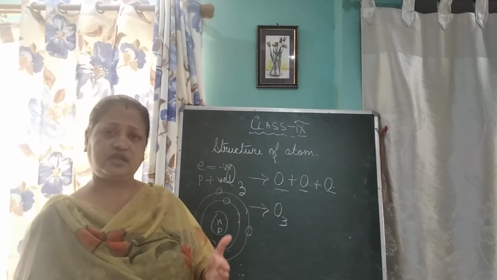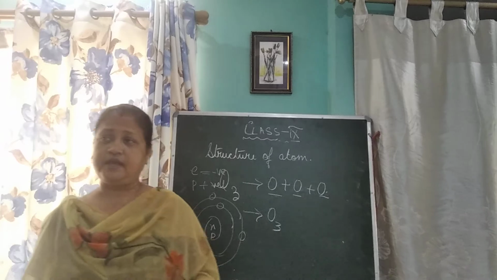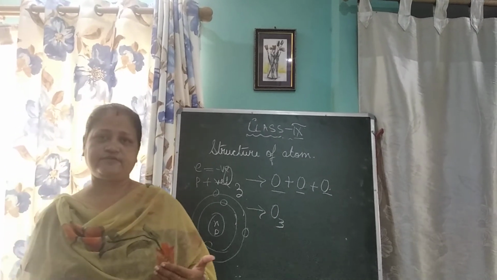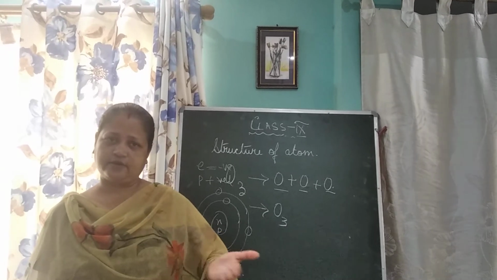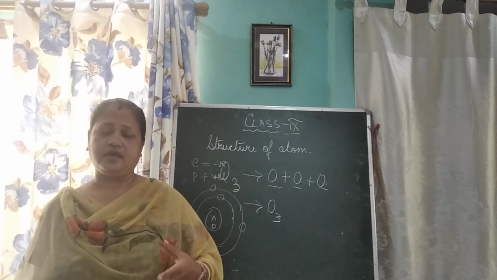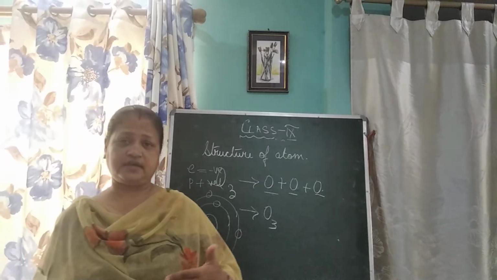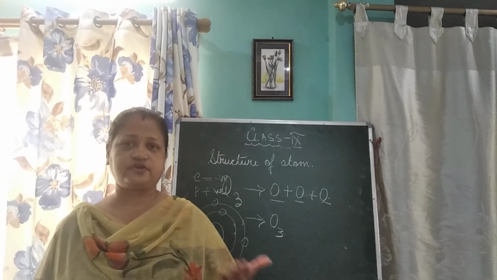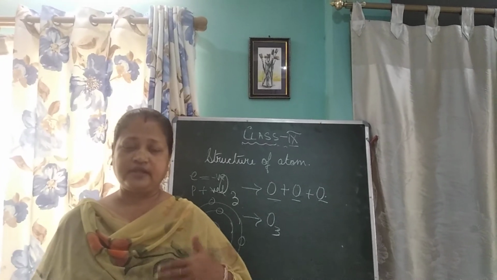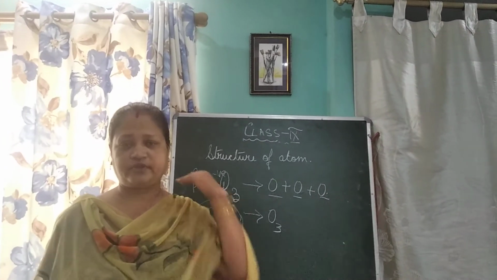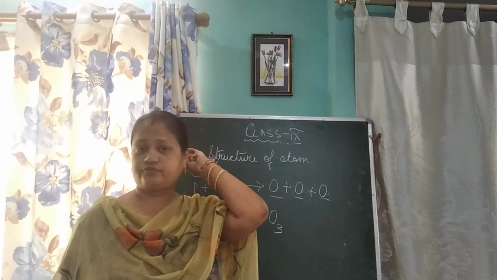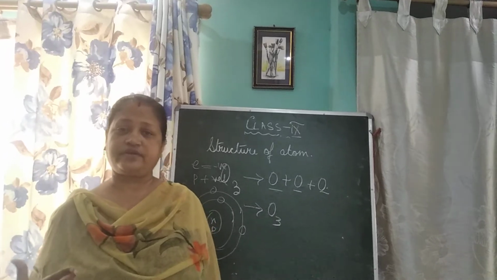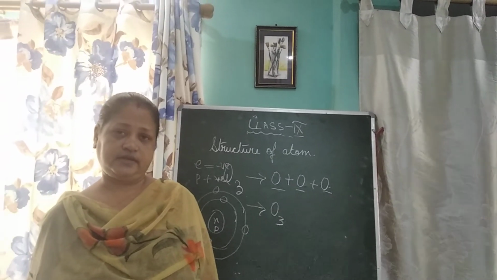When there is a gaining of electrons, since electrons are negatively charged, when any atom is gaining electrons it will become negatively charged because it is gaining negative charge. And when electrons are moved out from the atom, then the ion becomes positively charged because there is a deduction of the negative charge.